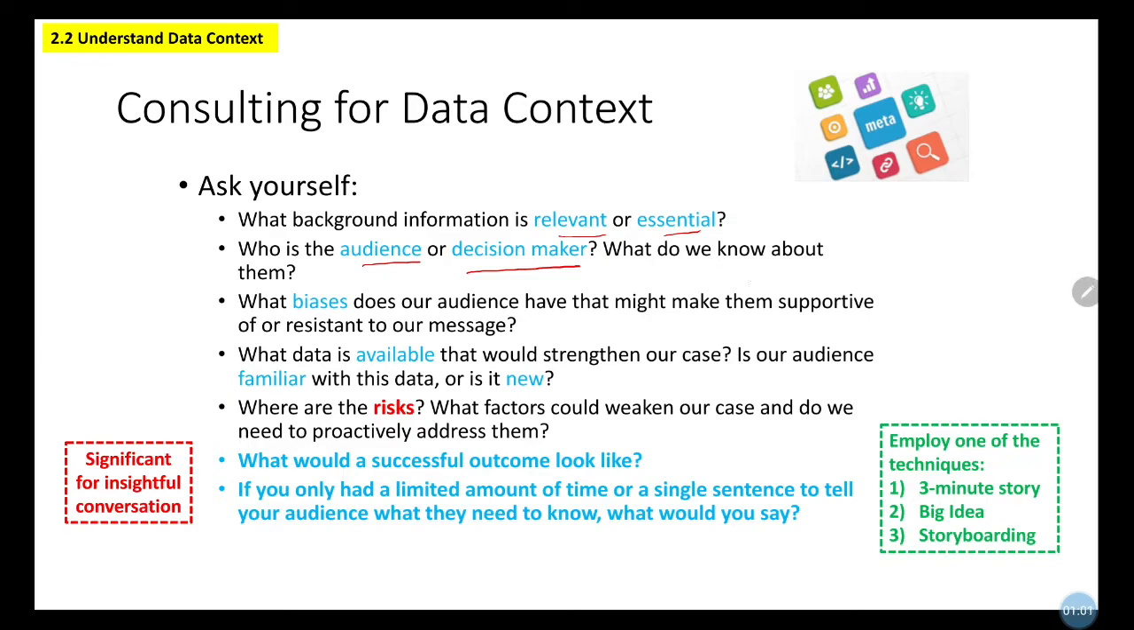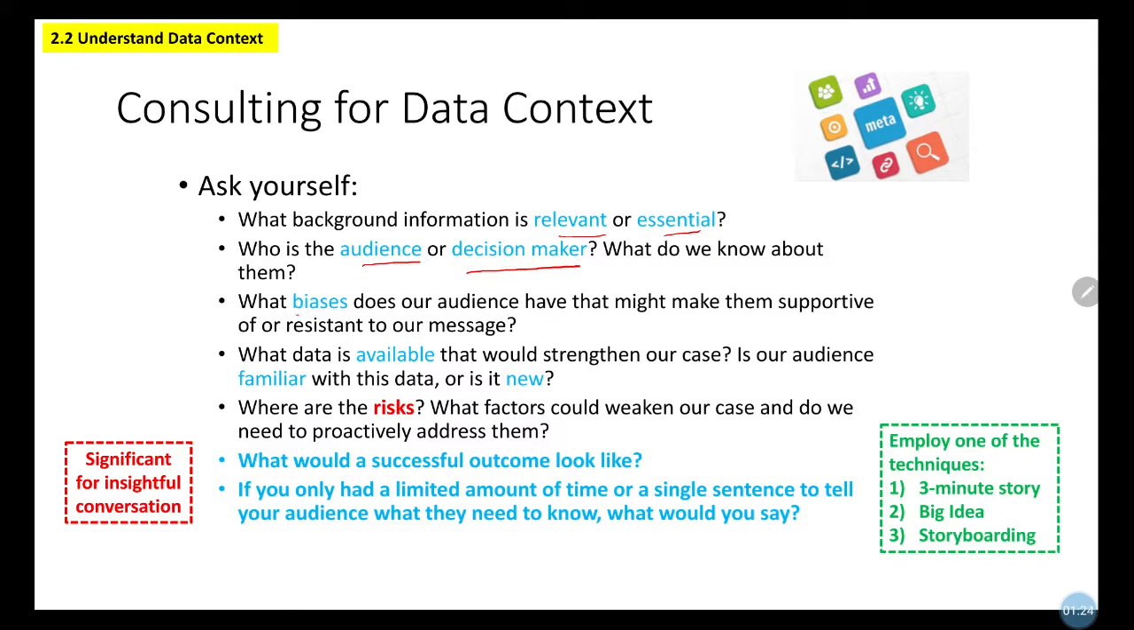What do we know about them? Because they are the ones who will use the information that you process and analyze, which will help them to make decisions. So who are they, the ones that will receive that information and make decisions? What do we know about them?